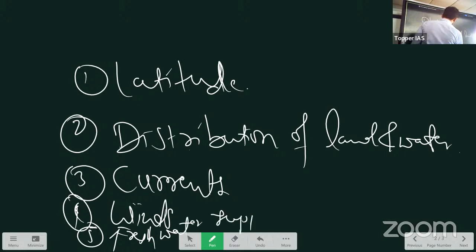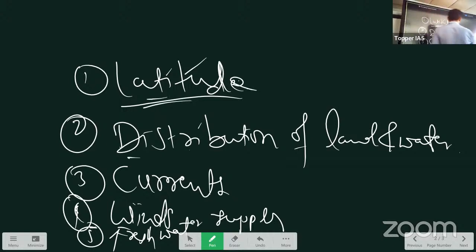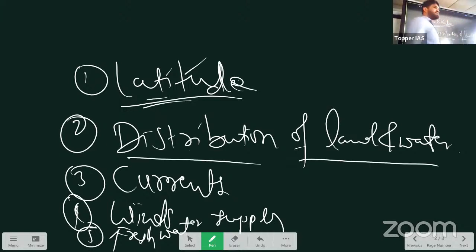So let us discuss one by one quickly in one or two words. Tell me, latitude, how does it depend? With increasing latitude, what happens with respect to the sun? Temperature decreases. With increasing latitude, temperature decreases. That's why higher latitude seas and oceans have lower temperature compared to the water bodies of lower latitudes, right? So this is easier. Distribution of land and water. Give me some example for this.